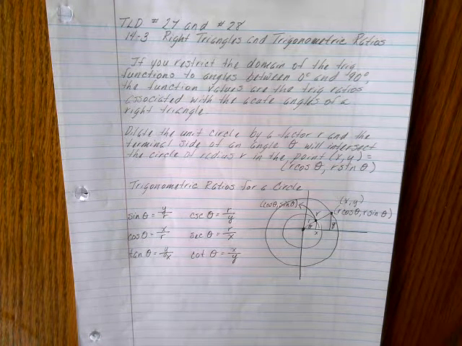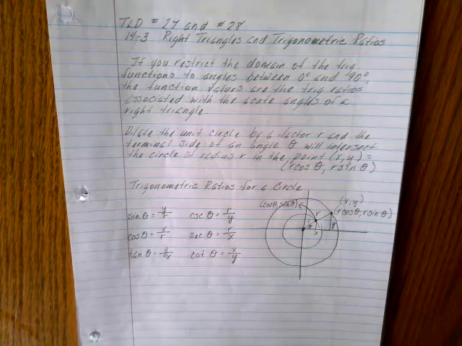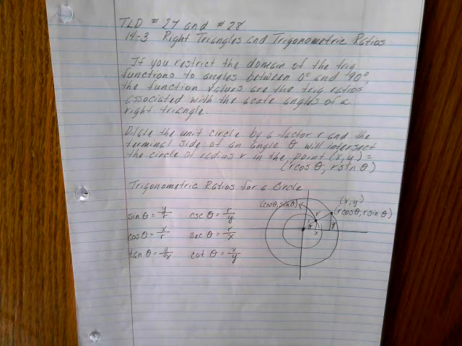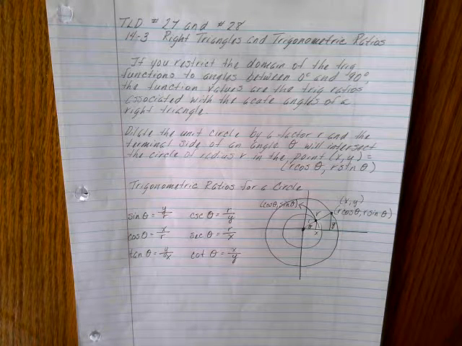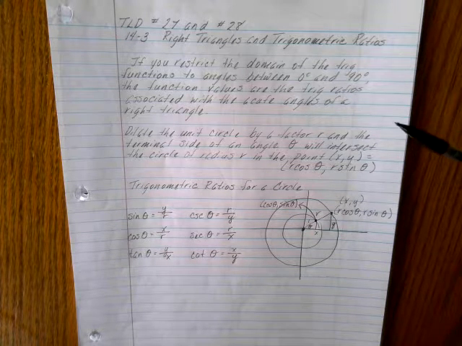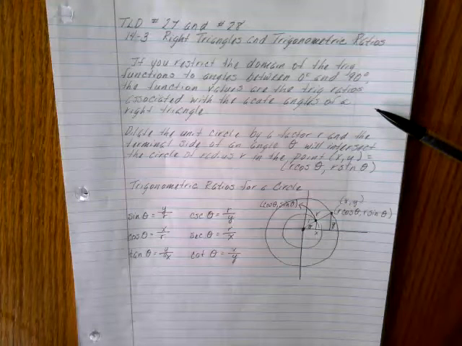Today's lesson is kind of like a review, actually, so you guys should find this one very refreshing after the last two that we've dealt with. These are notes for Tight Learning Day 27 and 28, and this is over right triangles and trig ratios, which we already know. So if we just restrict the domain of our trig functions to angles between 0 and 90, you basically are looking at trig functions like a right triangle. So the function values are going to be the trig ratios associated with the acute angles of a right triangle.